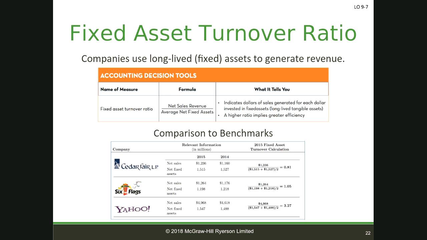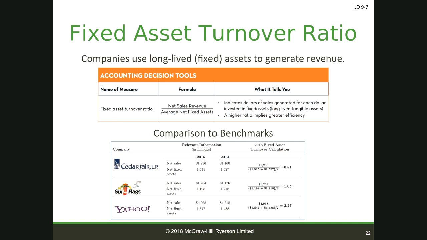Those three numbers all reduce sales to get the net sales number. Then you divide that by average net fixed assets. Average means you take the fixed assets at the beginning of the year and at the end of the year, and you calculate an average, right? You just divide by 2.